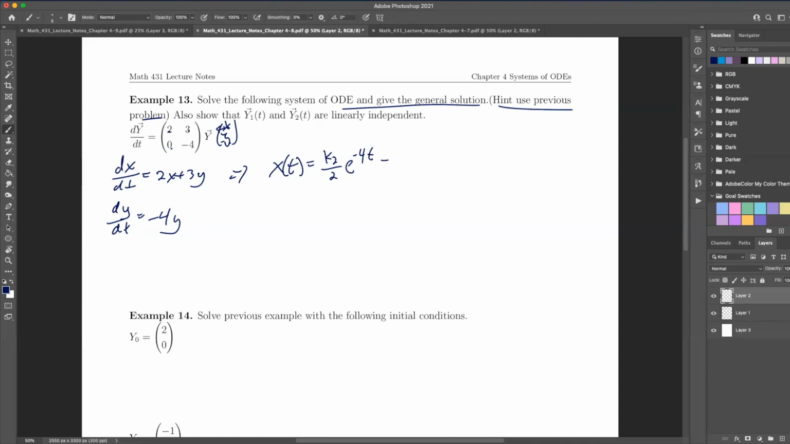Hold on. There we go. e to the minus 4t plus k1 e to the 2t, and then we have y of t equal to k2 e to the minus 4t. That's what we got, right? And then just plus before that k1 and the second part of x. Oh, yes, you're right. Thank you.